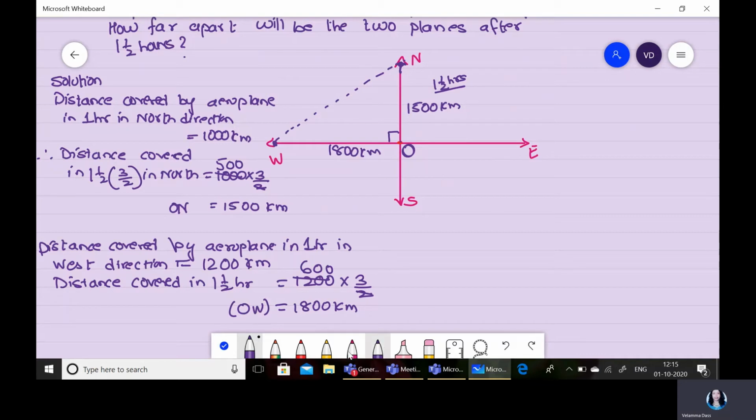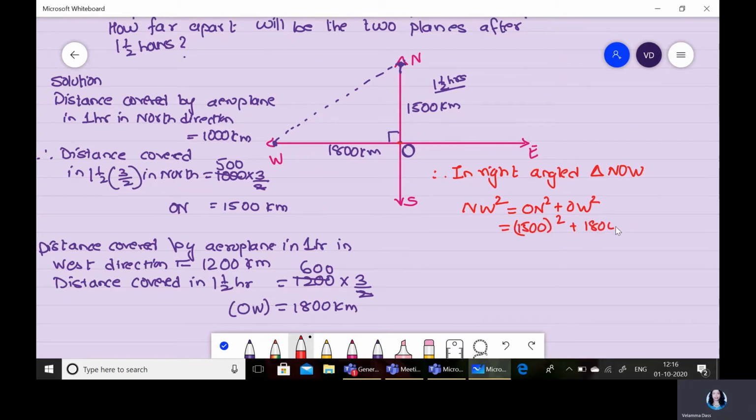Therefore, here I'll just continue in the red so that it is there. So therefore, in right angle triangle, now we apply Pythagoras theorem. So NW square, our aim to find out, is ON square plus OW square, students. So what is ON square?